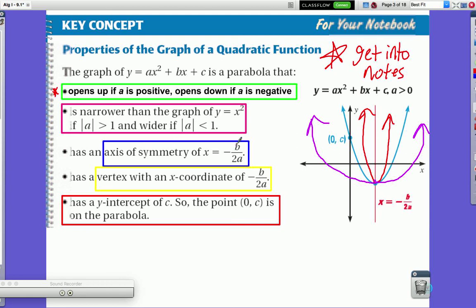Axis of symmetry: x equals negative b over 2a. Very important to get into your notes. We'll find the vertex. The vertex is an ordered pair, x, y, and we already have the x coordinate, so we would just plug this into our equation to find y. And then the y-intercept happens when x is 0, so it's the c value. Whatever the c value is, that's our y-intercept, because that will be when x is 0.